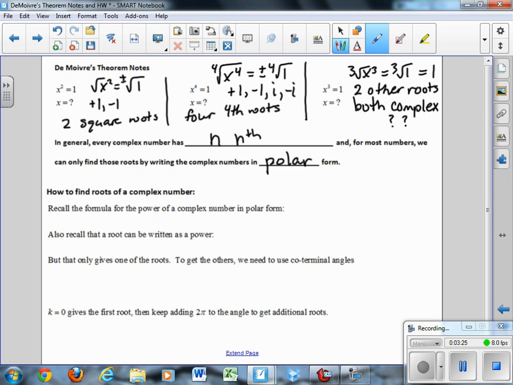You have to remember a formula that you saw in the worksheet yesterday. Recall the formula for the power of a complex number in polar form. And this was, if I take my complex number and raise it to the nth power, z to the nth, it's the same as raising r to the n power, cis, and then n times theta. So there's the little formula for taking the power of a complex number.